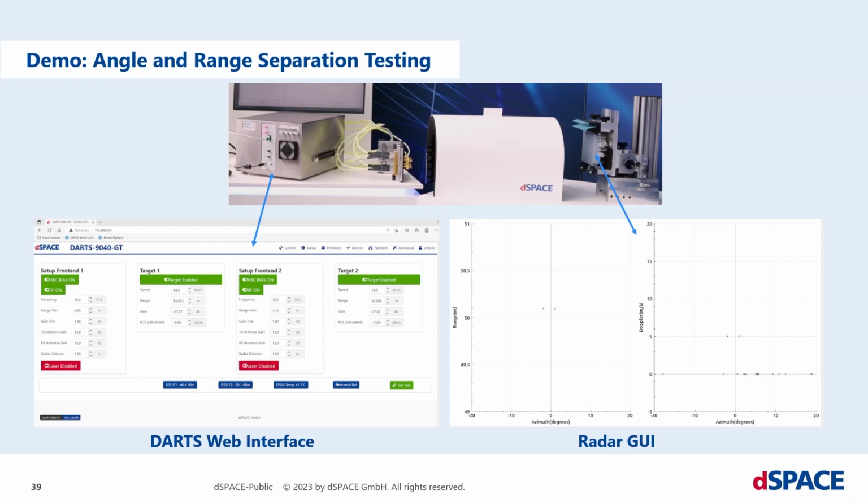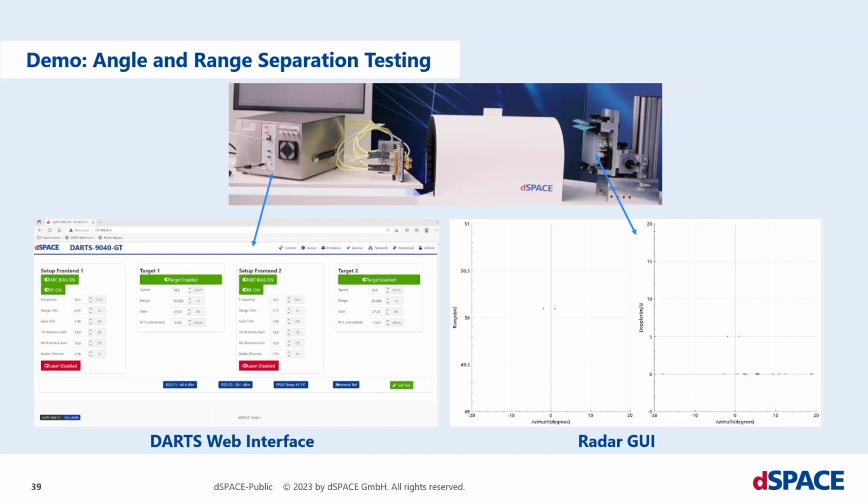You will be able to see how I physically change the two front ends that are positioned right next to each other on a guiding rail. On the bottom left window, you will be able to see the changes I make in the DARTS web interface. And on the right are the detections of the radar sensor, plotted first over range and the azimuth angle. And in the second plot, there is the Doppler speed over the azimuth angle.